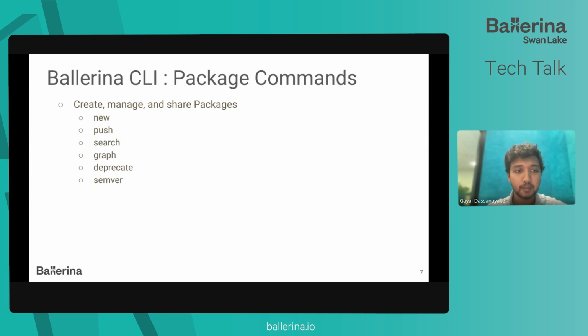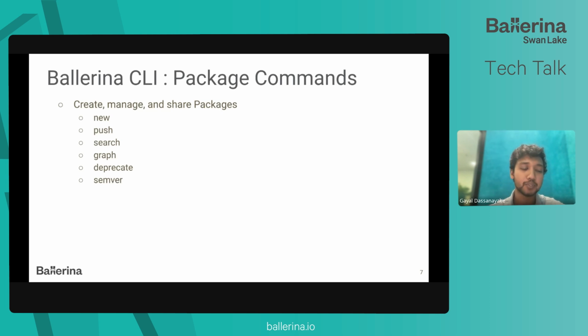Then we have the package commands. Package commands are helpful to create, manage and share packages. Under this category, the first command that we have is the new command, which will help you to create a new Ballerina package. There are three different templates that you can use to create a package. You can use the main template to create a package with the main function. If you're creating a service, you can use the service template. And if you're creating a library, you can use the lib template.